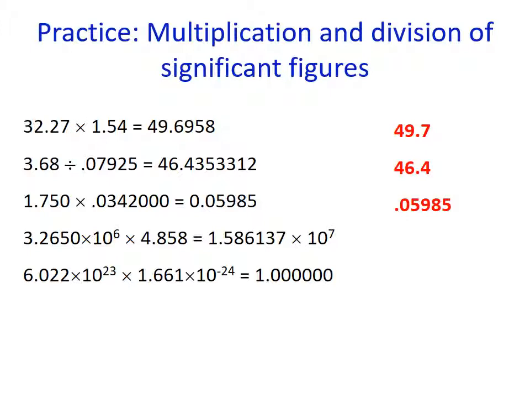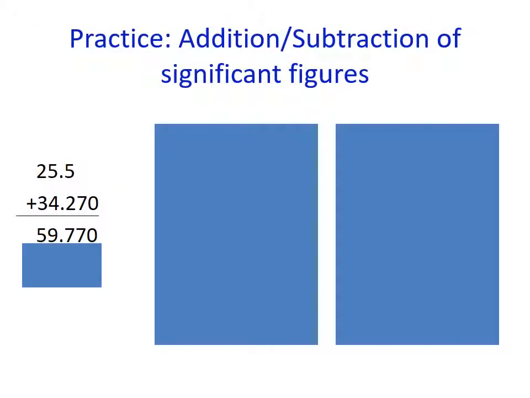And next one, 3.2650 times 10 to the 6 times 4.858. It's going to be in four significant figures because 4.858 is the most imprecise of those numbers to give us the answer. And finally, 1.000, because again, four significant figures, and the imprecise number. Hope you got those all correct.